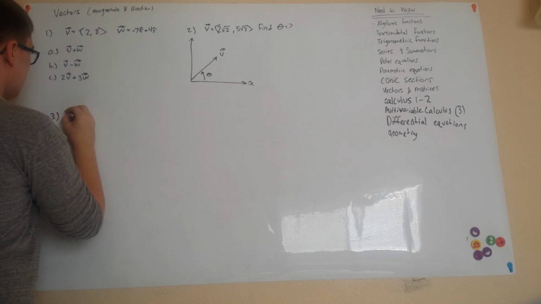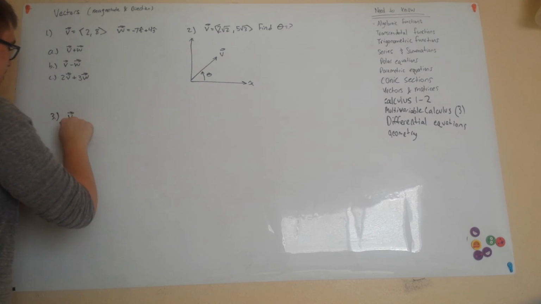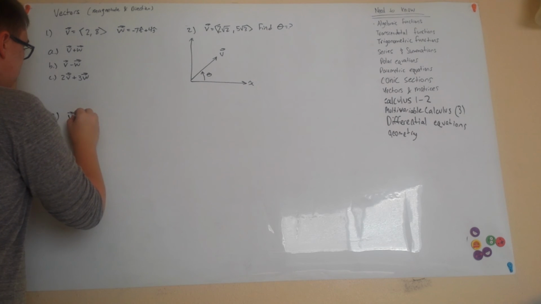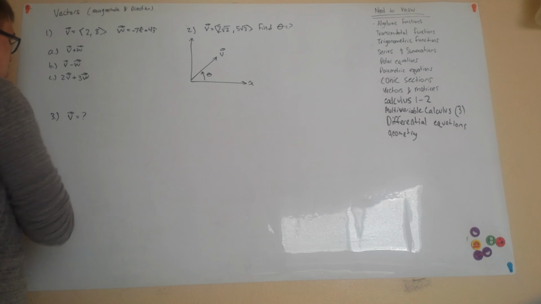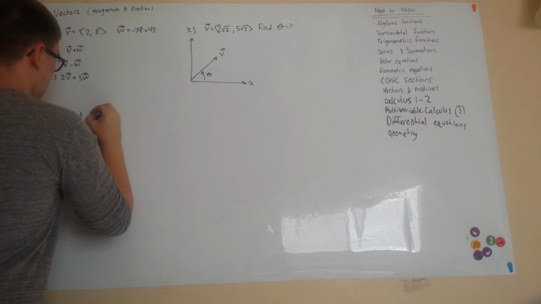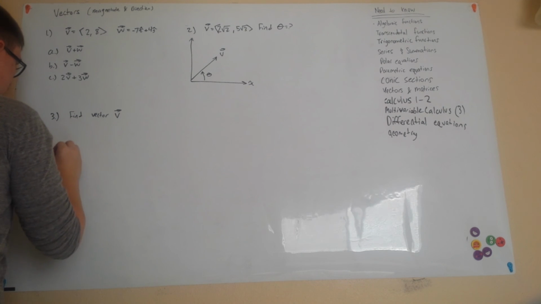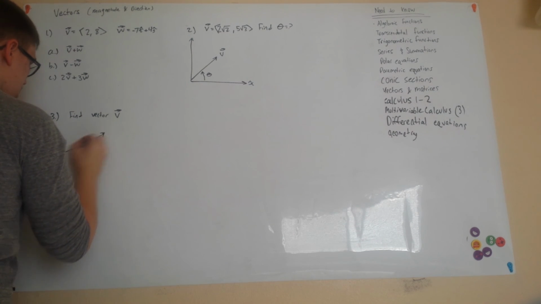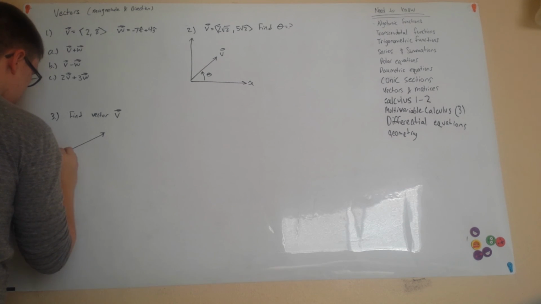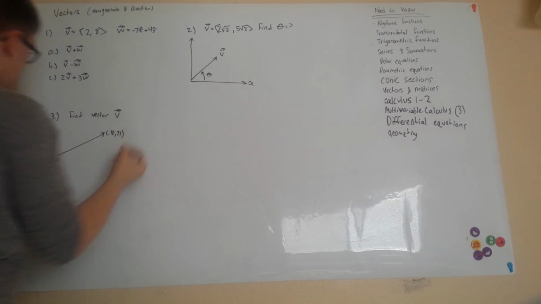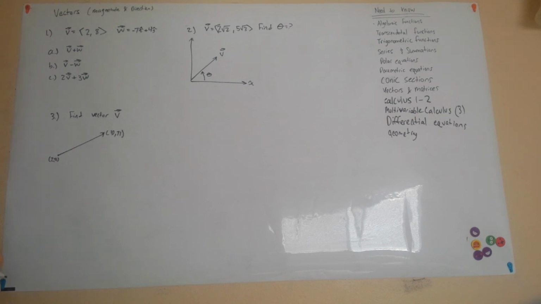Find vector v where this point right here is (2, 8) and this is (10, 71). So find vector v if that's my terminal point.